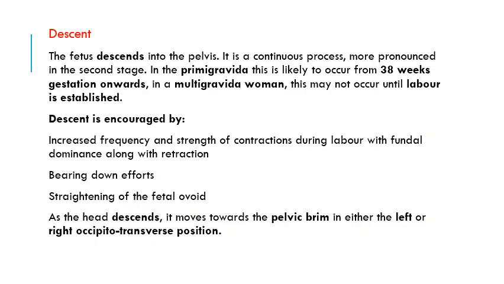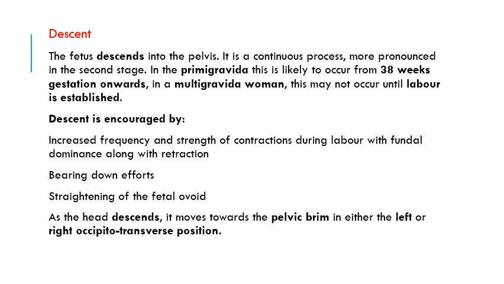Descent. The fetus descends into the pelvis. It is a continuous process which is more pronounced in the second stage. In primigravida, it is more likely to occur from 38 weeks gestation onwards, whereas in multigravida, it may not occur until labor is well established.